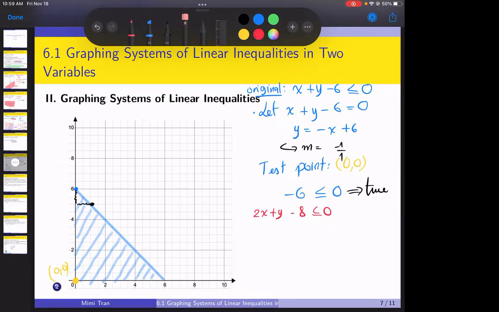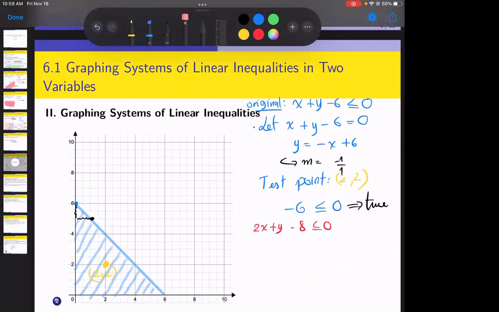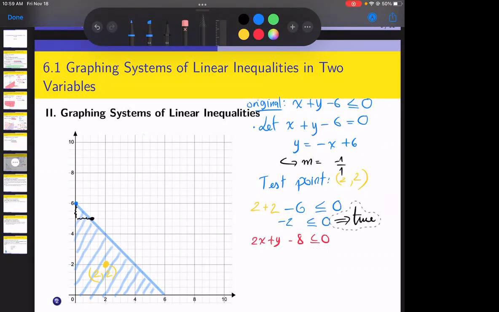You know what? Let me pick something else. I changed my mind. I'm gonna pick 2, 2 instead of 0, 0. See what happened. When you plug it in, what do you see? 2 plus 2 minus 6 is still -2, which is still less than or equal to 0, right? Still true. Let's pick something just for the change. I always pick 0, 0.